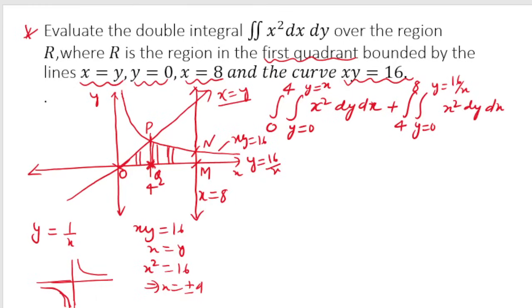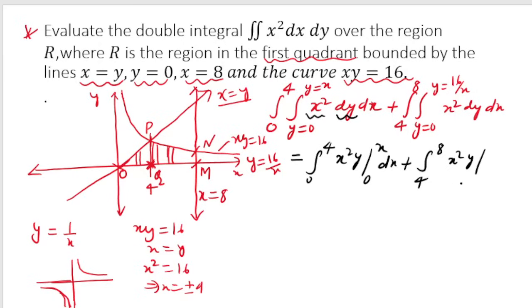So once we have decided this, the rest of the thing is just computation. So let me quickly do the computation also. So I take limit 0 to 4, x square with respect to y. So x square is a constant, integration is y, and then y is equal to 0 to x, and then dx, and plus we have 4 to 8, x square y, and the limit of y is 0 to 16 by x dx.